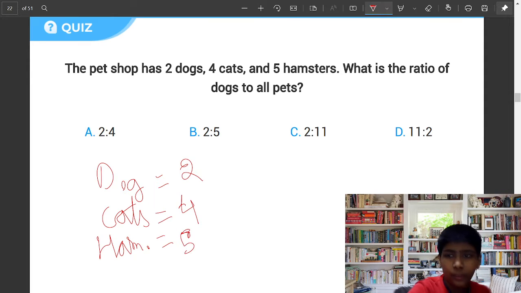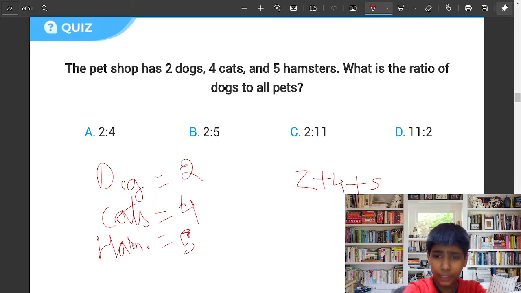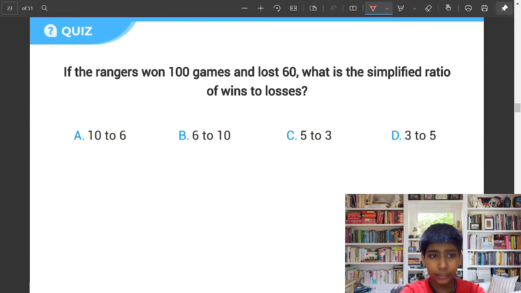5. What is the ratio of dogs to all pets? So I'll be giving you hint 2. Number of dogs are 2. Number of all the pets are like 2 plus 4 plus 5. So it will be 6 plus 5 equals 11. So you have to take out the ratio by yourself. I give a very big hint to you all.